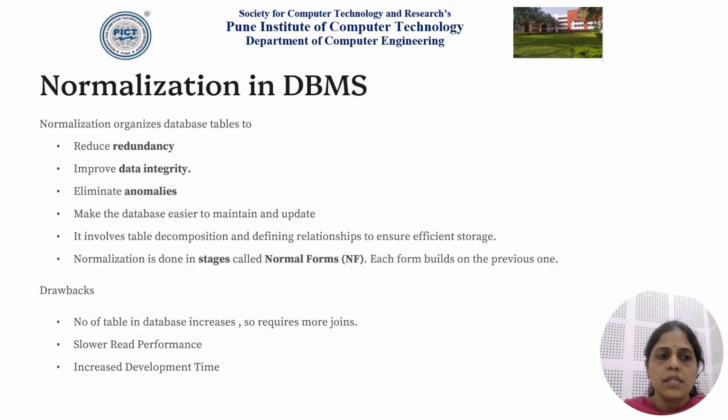So normalization in DBMS, what does it do? Normalization organizes database tables to reduce redundancy. It improves data integrity. It eliminates all those anomalies and makes the database easier to maintain and update. It involves table decomposition and defining relationships to ensure efficient storage. Normalization is basically done in a number of stages, which are called normal forms. Each form builds on the previous one.